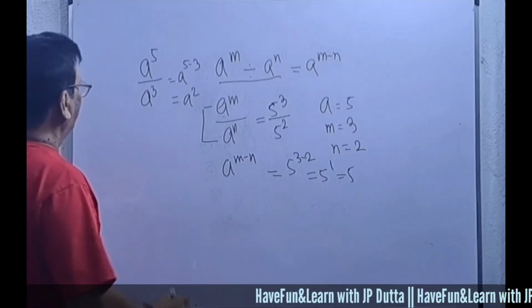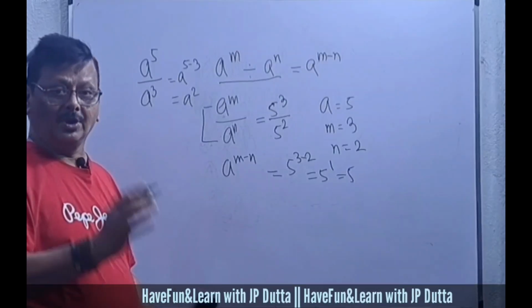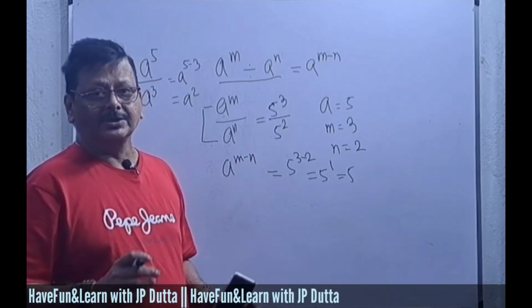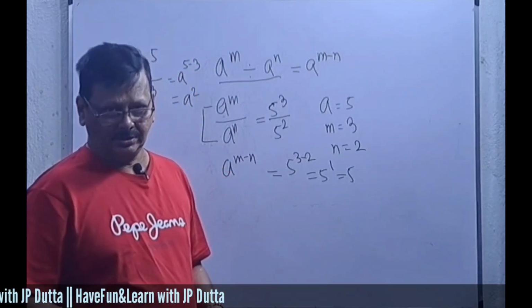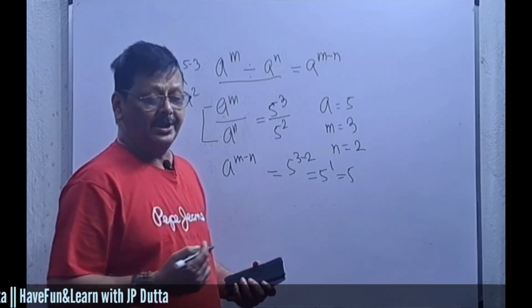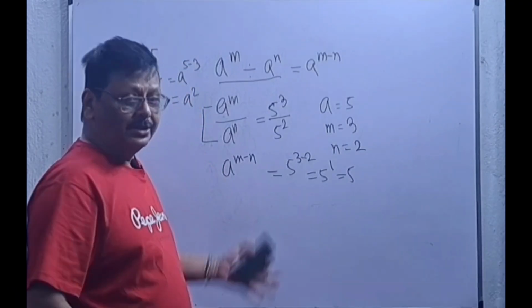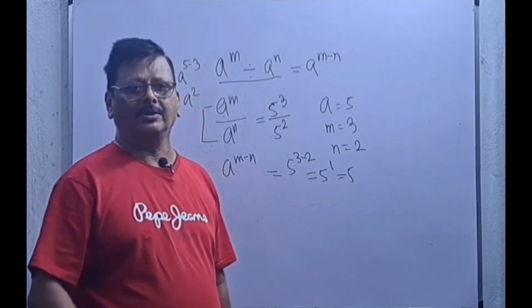Now I can argue, sir, I can always break them up, a into a into a and so on. But the problem is when you land up with powers which are pretty big, 38, 39, 1000, right? So what happens then? You cannot expand it and then cancel. So there this particular rule of exponent helps a lot, right?